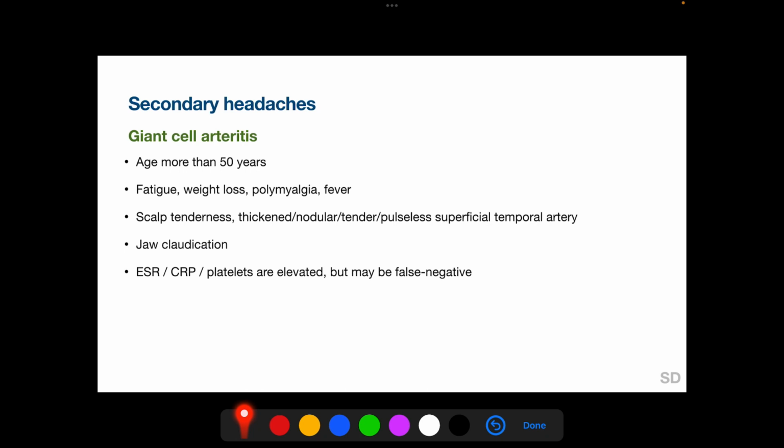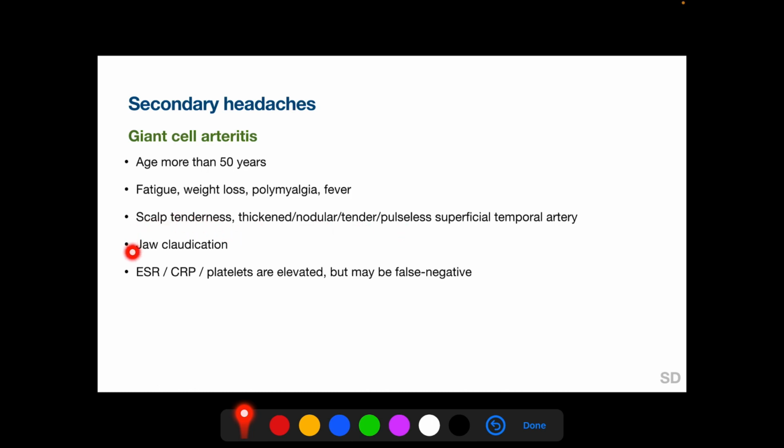Starting with secondary headaches, giant cell arteritis is a very important cause to consider in elderly patients, and we have discussed it previously, but we'll go through it once more. Patients may complain of fatigue, weight loss, fever, and polymyalgia, and on examination we may find scalp tenderness, and temporal arteries may be thickened, nodular, tender, or pulseless.